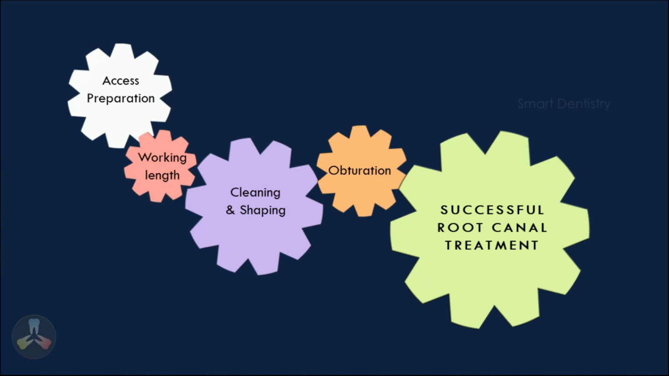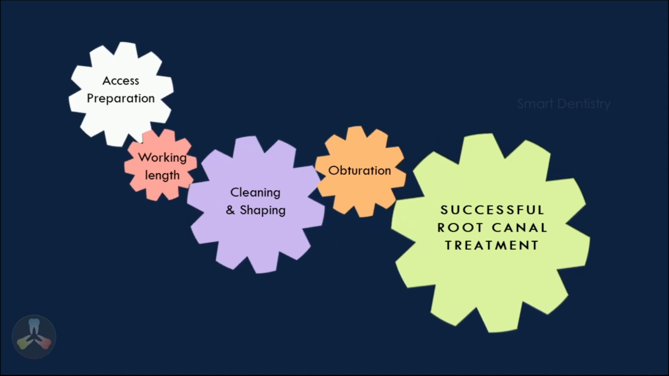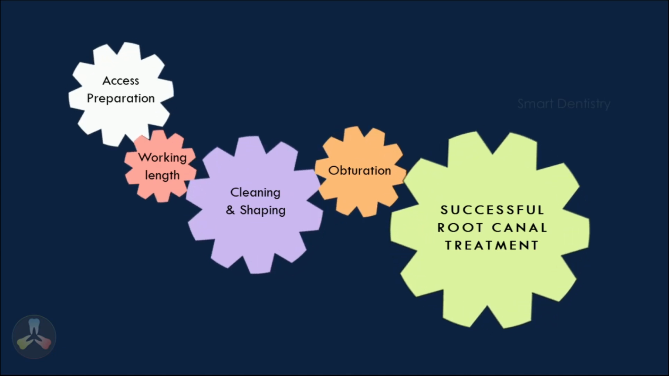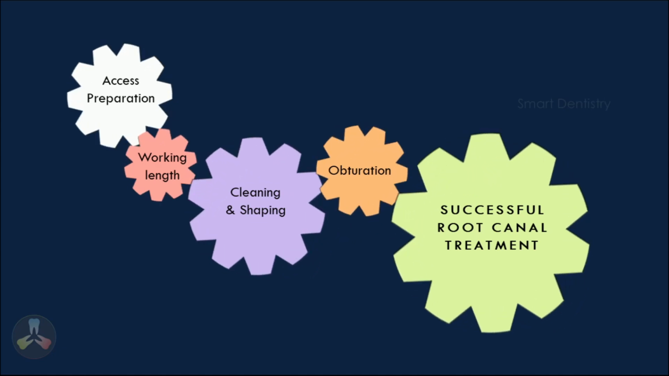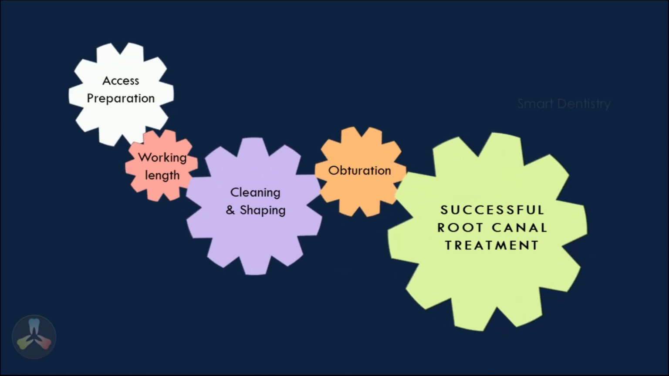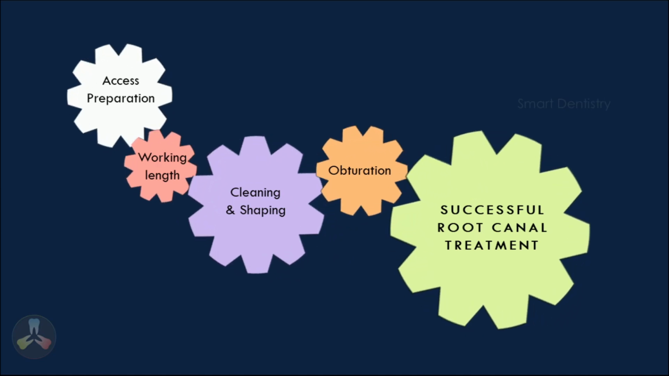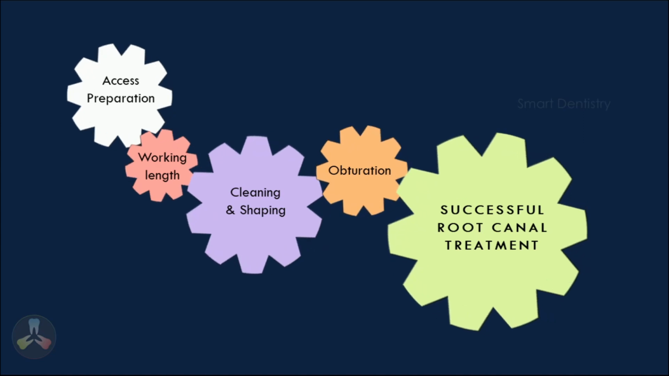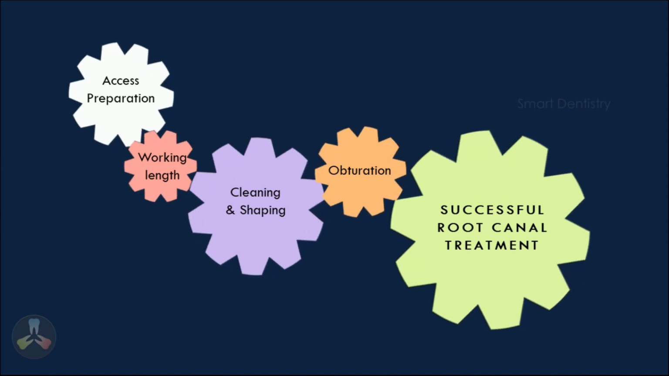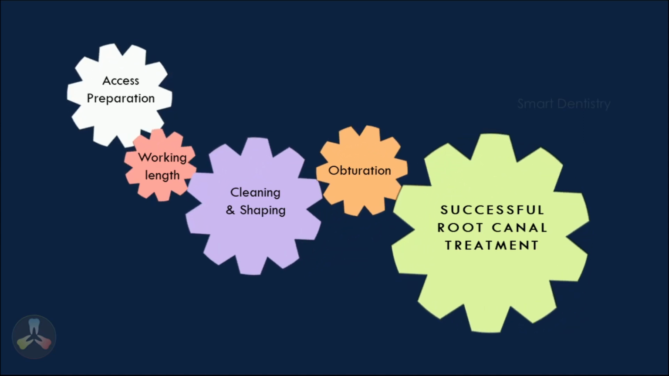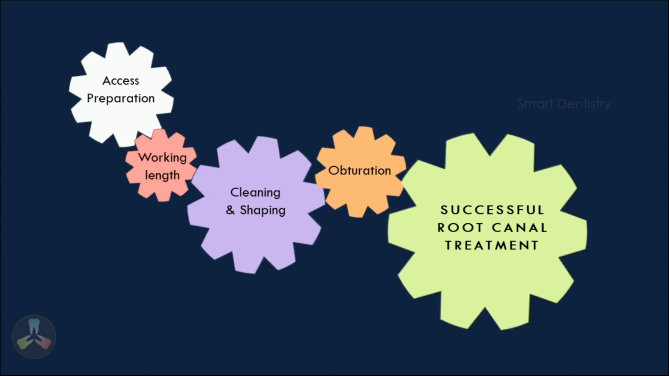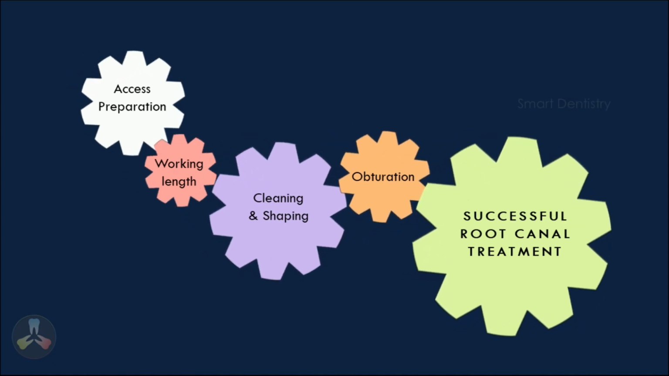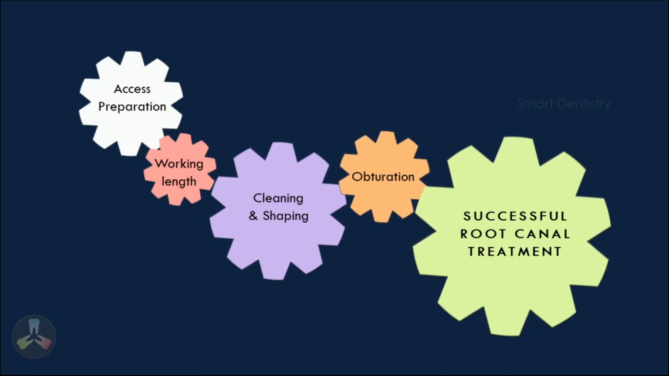Root canal treatment is a series of steps that together lead to a successful root canal treatment, like access preparation, working length determination, cleaning and shaping, obturation, and post-endodontic restorations. Together we call it a successful root canal treatment. If there is some problem happening with some step in root canal treatment, the success rate of root canal treatment is going to be compromised.